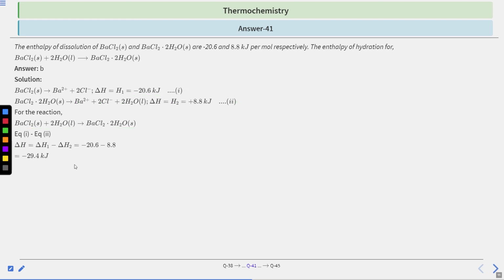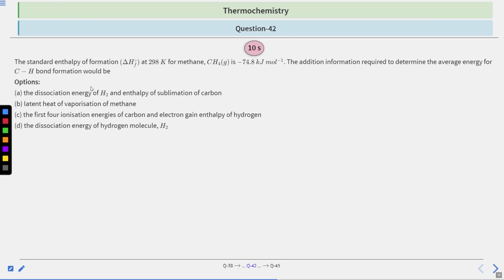Okay. Let's move to question number 42. The standard enthalpy of formation del H0f at 298 Kelvin for methane is minus 74.8 kilojoule per mole. The additional information required to determine the average energy for CH bond formation would be, so we have to give the additional information which is required for the CH bond formation. So options are the dissociation energy of H2 and enthalpy of sublimation of carbon, right? These are two pieces of information.